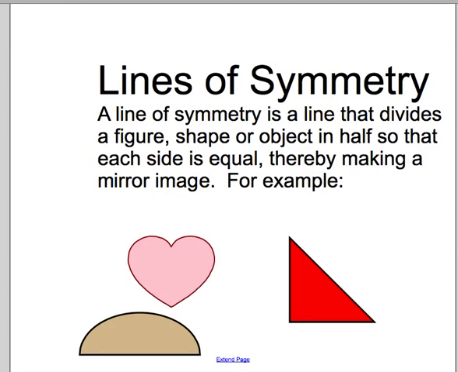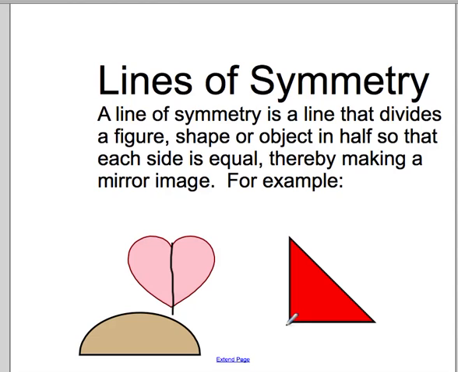Lines of symmetry. A line of symmetry is a line that divides a figure, a shape, or an object in half so that each side is equal, thereby making a mirror image. For example, if we wanted to look at this heart, to draw a line of symmetry, I would draw it right down the middle and pretend that's a perfectly straight line. This and this, they're a mirror image of each other, or they're called symmetrical.